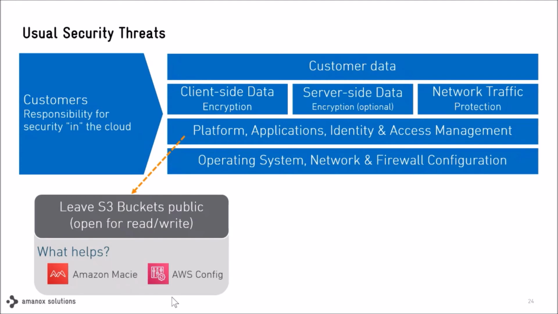But sometimes mistakes happen. So AWS has also built services to help identify when something went wrong. For example, Amazon Macie can tell you when you have sensitive data open to the world, and AWS Config can tell you when the change was made and by whom.